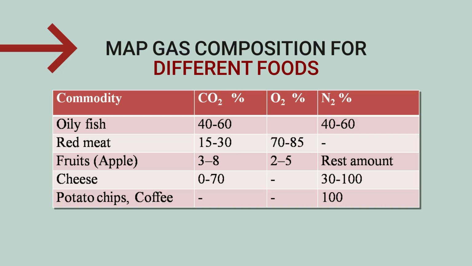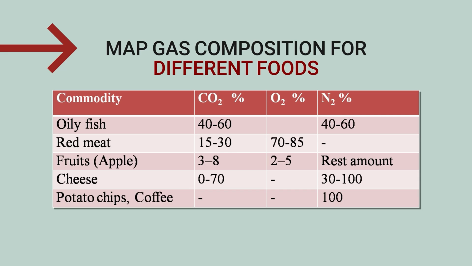At the same time, if we remove all the oxygen, that will lead to anaerobic respiration, which will ultimately form different ethanols, alcohol, acetaldehyde, which will lead to off flavor of the fresh fruits. So what we can do, we can use 3 to 8% of carbon dioxide and 2 to 5% of oxygen. That will keep the balance between aerobic respiration and anaerobic respiration, and the rest of the amount can be used as nitrogen gas.